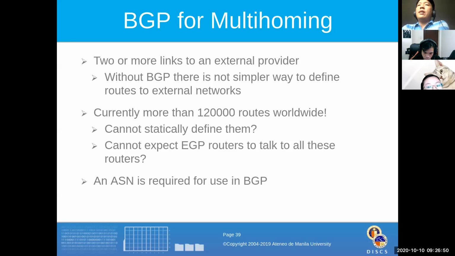Now, the second reason is because if you want to connect to the outside world and you have multiple providers, you can't memorize all the routes and type them in your routing table. Masyado namang marami yan. It's impossible to statically define. And you cannot expect EGP routers to talk to all of them. As a matter of fact, there are more than 120,000 routes in the internet already. I presume the number has doubled already since the time we wrote that in, right? But of course, an ASN number is required to use BGP because it is only for inter-AS communications.